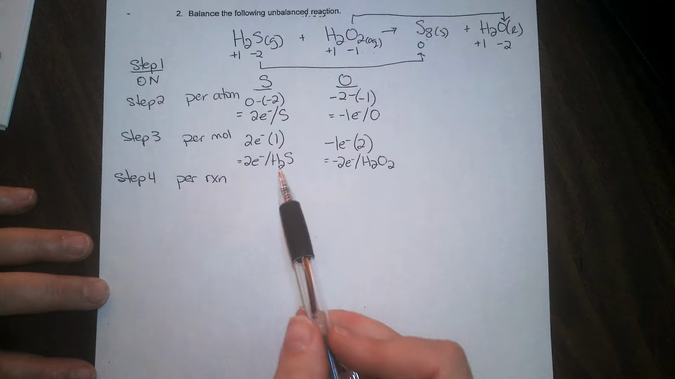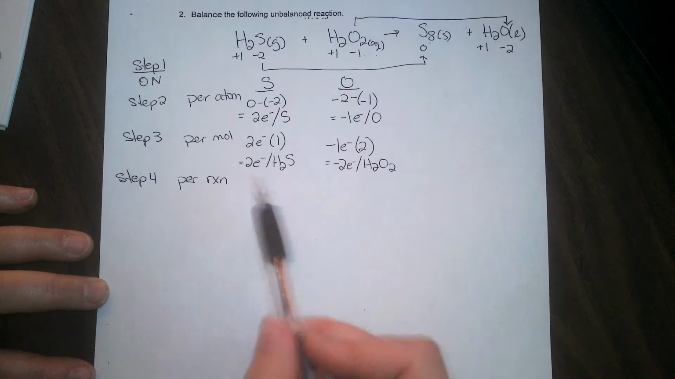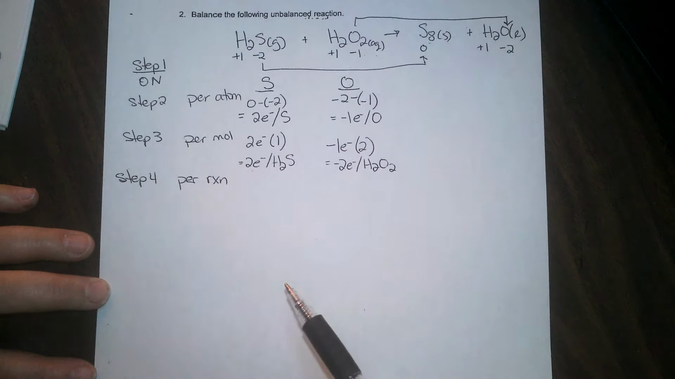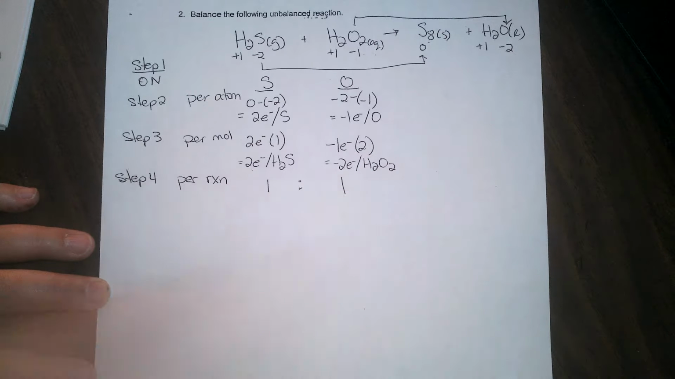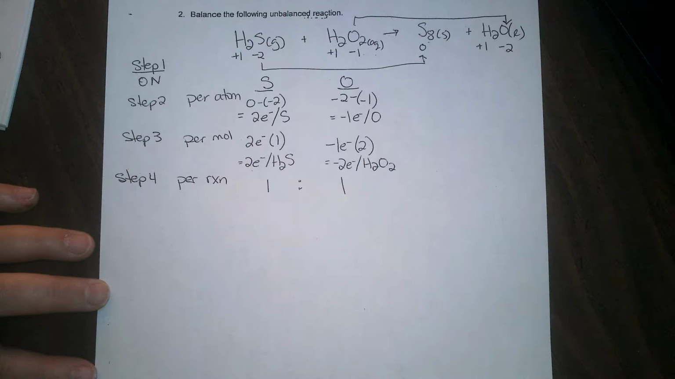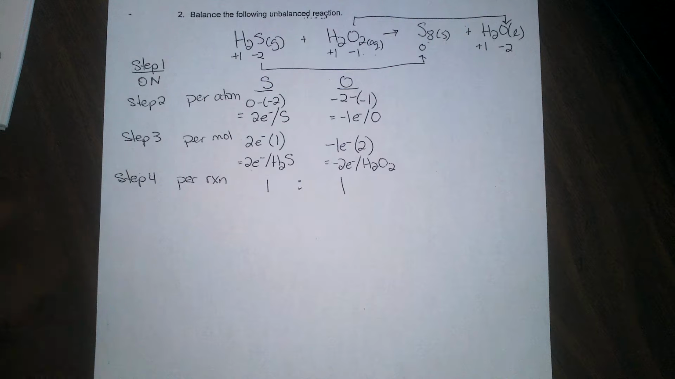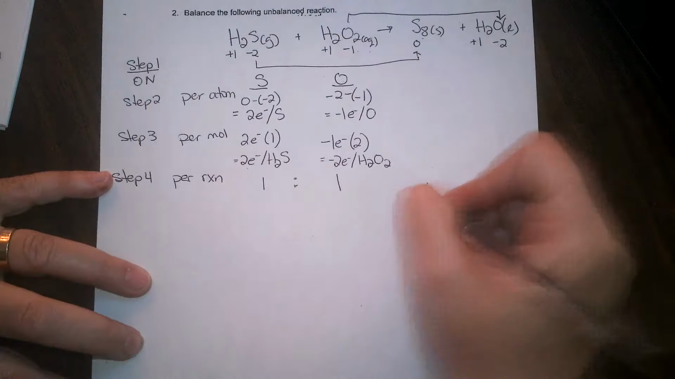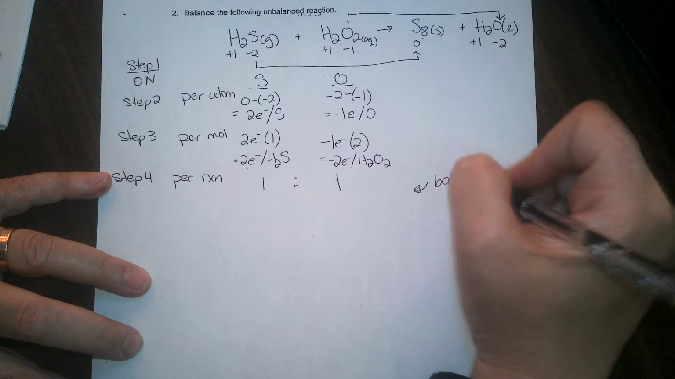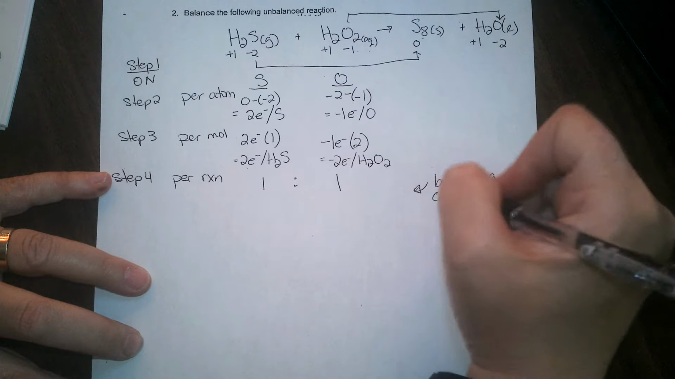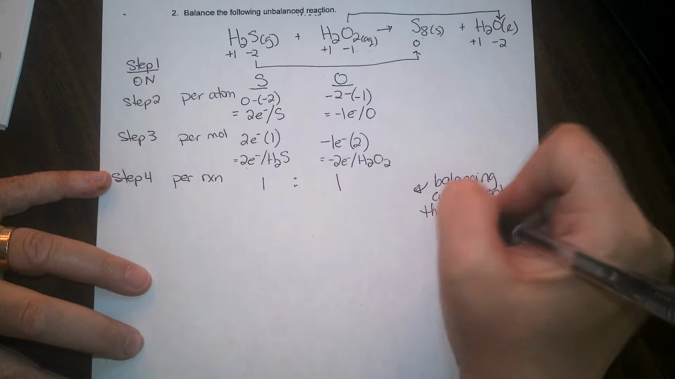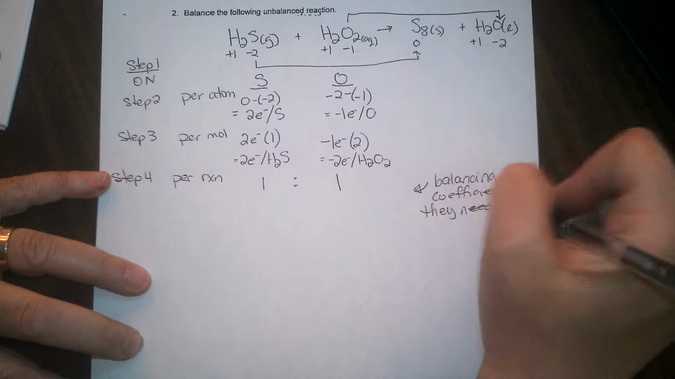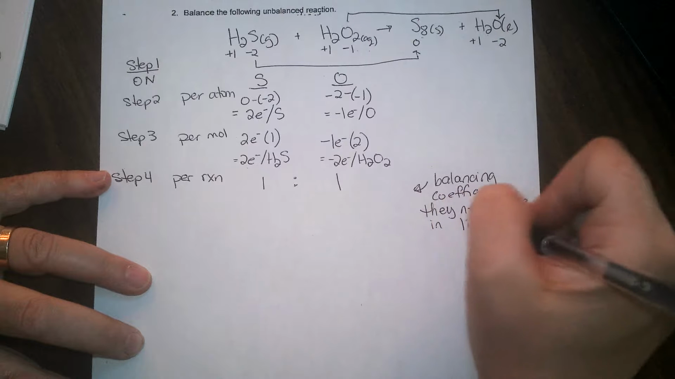Okay, here I've got 2 electrons and 2 electrons. It's in a 1 to 1 ratio, right? So now what we need to do, I'm just going to write this little note. When we balance our coefficients, they need to be in a 1 to 1 ratio.